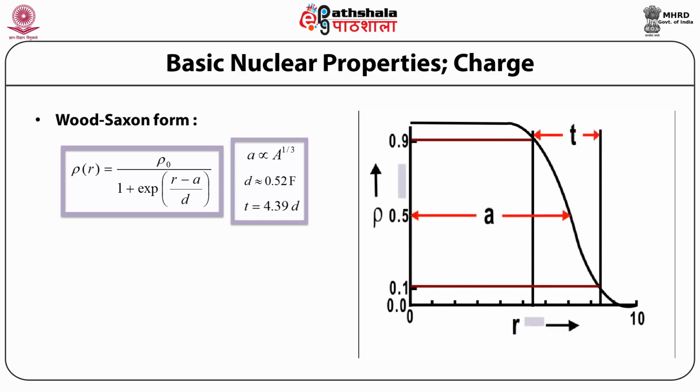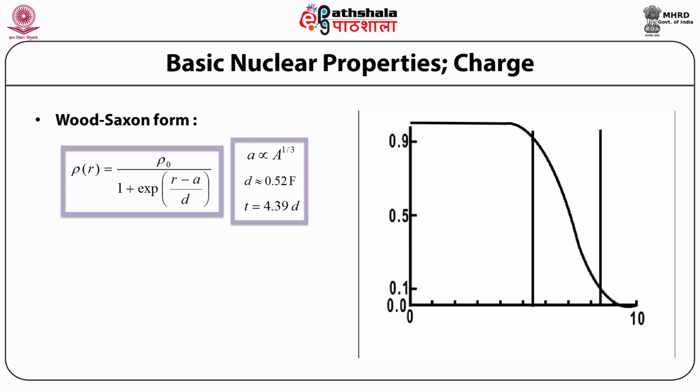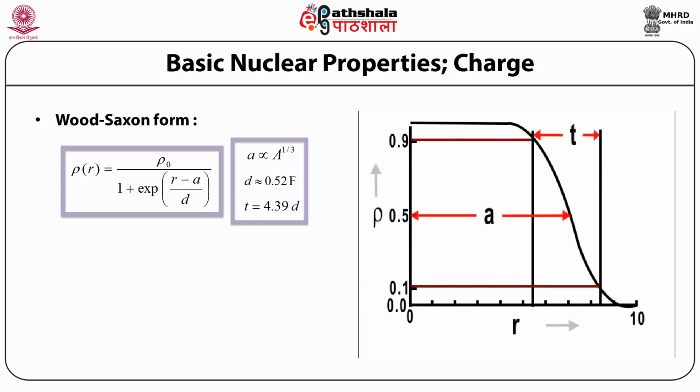Now the r, a and d are shown in the right hand side picture. In the picture we can see what is a, what is t, and what is d. All these things have been clearly marked here. In this picture, on the y-axis we have plotted the charge density, and on the x-axis we have plotted r, that is the distance from the center of the nucleus.